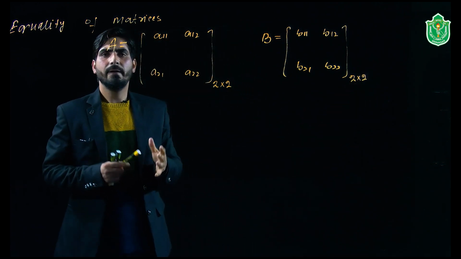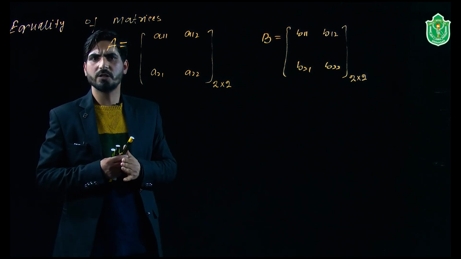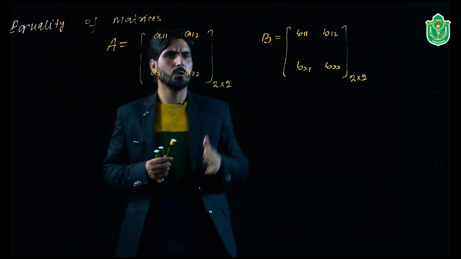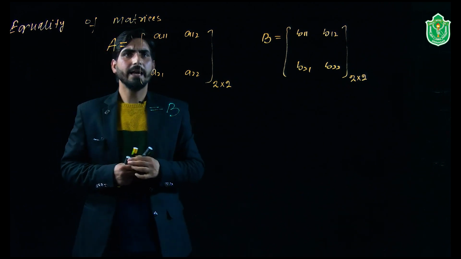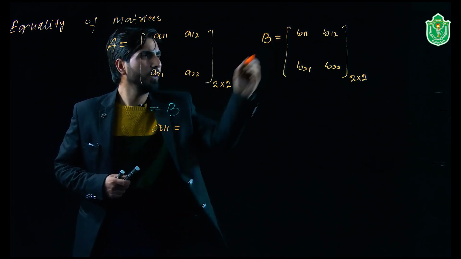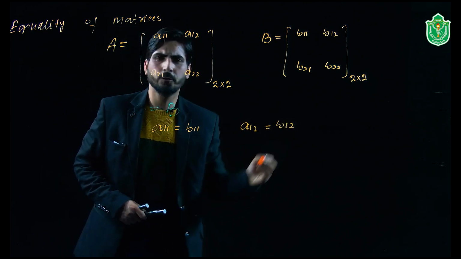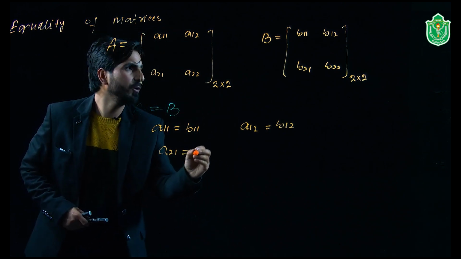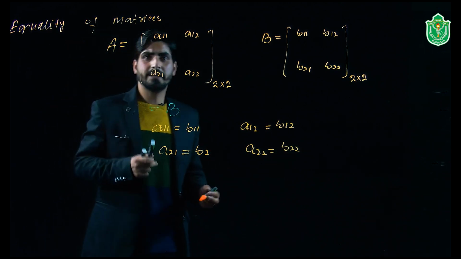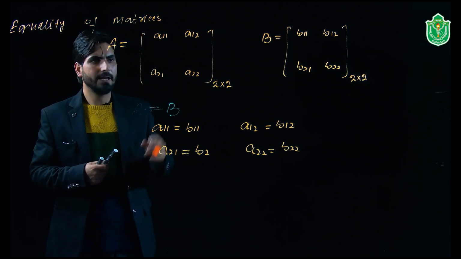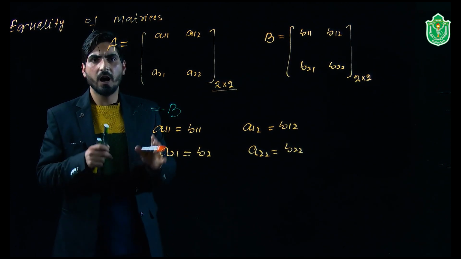Now these 2 matrices will be equal. First, order must be same. Here the order of the first matrix, that is A, is 2 cross 2 and the order of the matrix B is also 2 by 2. Now after that A will be equal to B if and only if A11 should be equal to B11 and A12 should be equal to B12 and A21 equal to B21 and A22 equal to B22. Dear students, then these 2 matrices are said to be equal if number 1, order must be same and the corresponding entries of the 2 matrices are also equal.